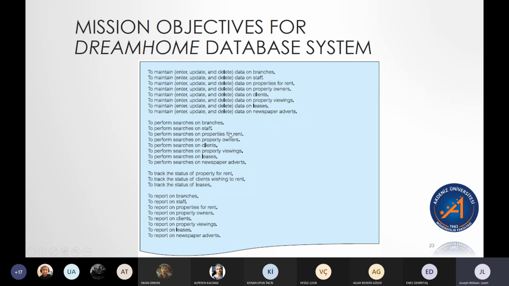All right. So we're going to need to maintain data on all these things. We're going to perform searches on all of these things. We're going to have reports on all these things. We're going to track the status of certain things as well. And we were able to learn this information from the mission statement and from those documents that we looked at, those forms.